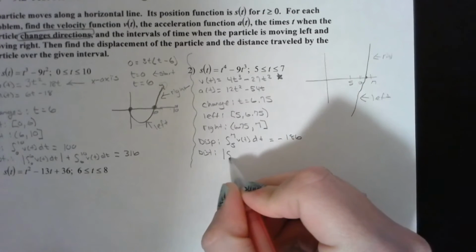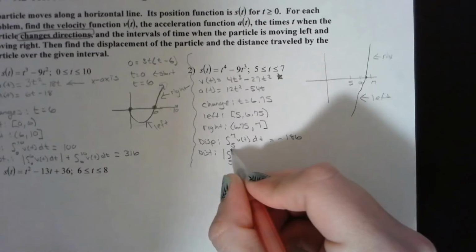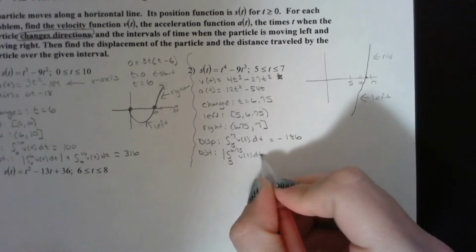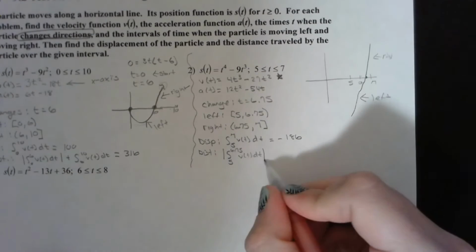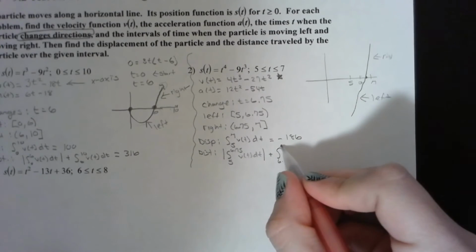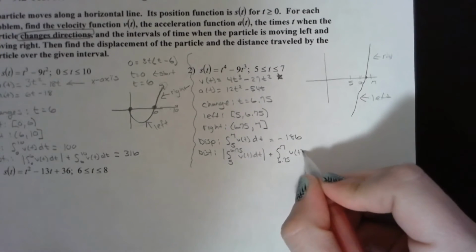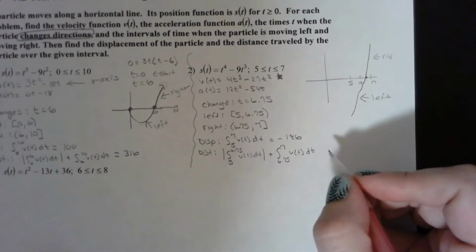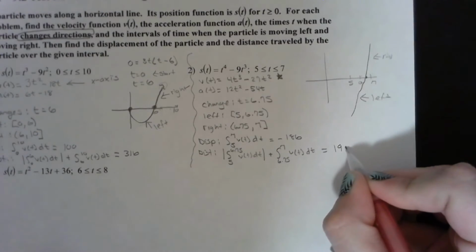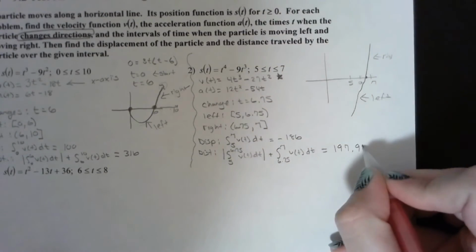So we're actually doing the absolute value from 5 to 6.75 of our function, v of t dt. And then we're going to add that to the 6.75 to the 7 of our velocity function. Okay. This is going to give us 197.96.